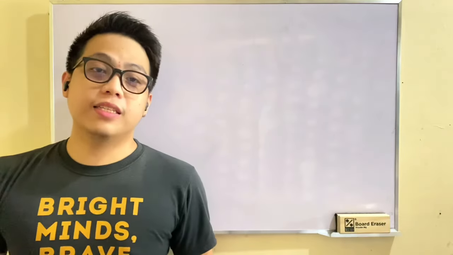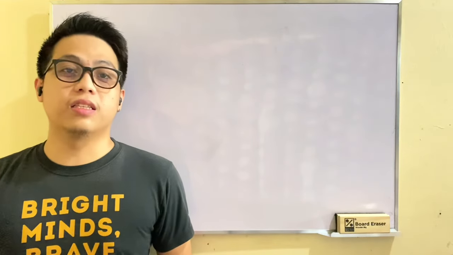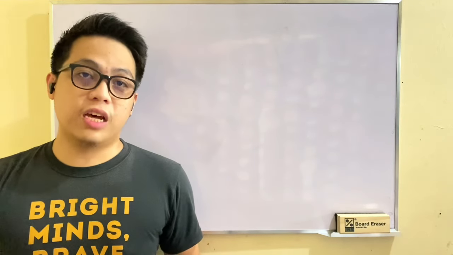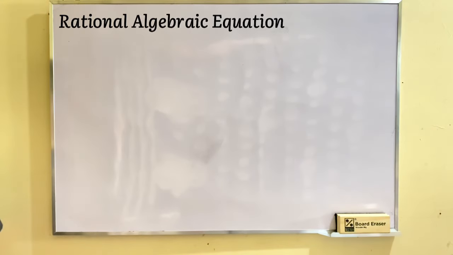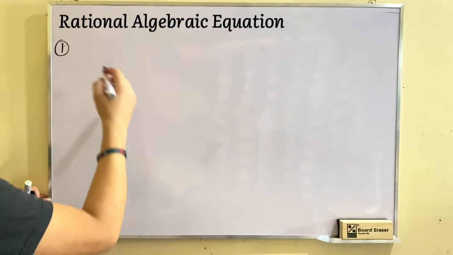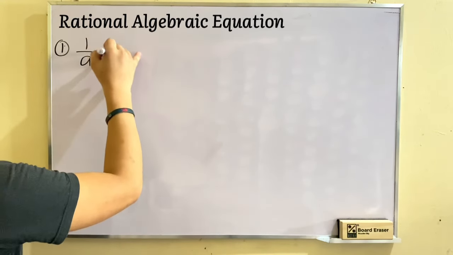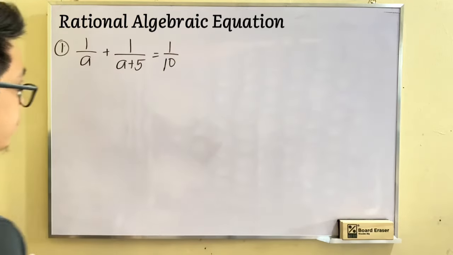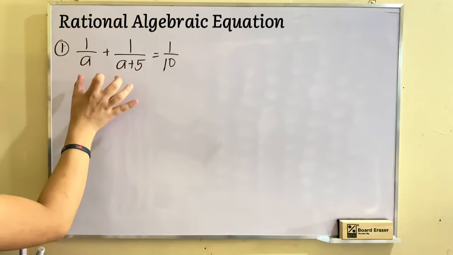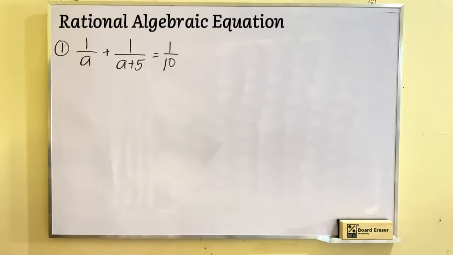Okay, after nating i-discuss ang LCD, papasok na tayo sa center ng ating discussion, which is solving rational algebraic equations. So, ano ba ang itsura ng isang rational algebraic equation? So, magbibigay tayo syempre ng example. Given equation, 1 over a plus 1 over a plus 5 is equal to 1 over 10. Given this rational algebraic equation, hahanapin natin ngayon yung value ng a. Bago natin mahanap ang value ng a, kailangan i-convert muna natin siya into a quadratic equation.